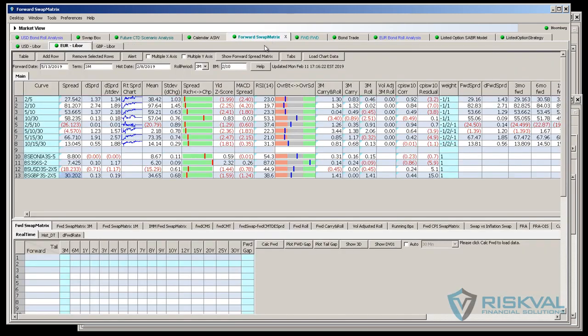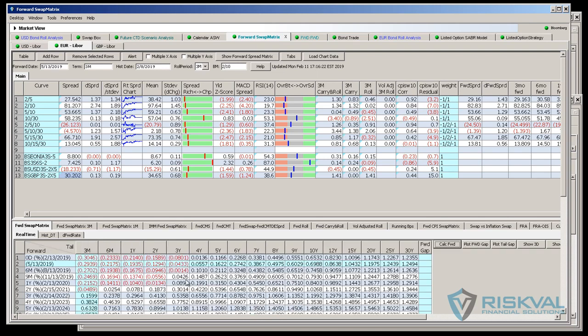If I go into the IRS space, I have historical data on the entire forward matrix, calculated to standard dates, forward IMM dates, on all the different indices that are going to trade in the market, as well as term basis and cross-currency basis.